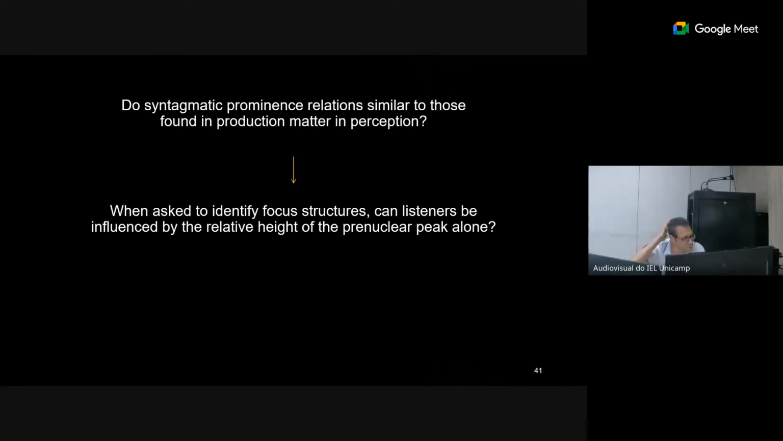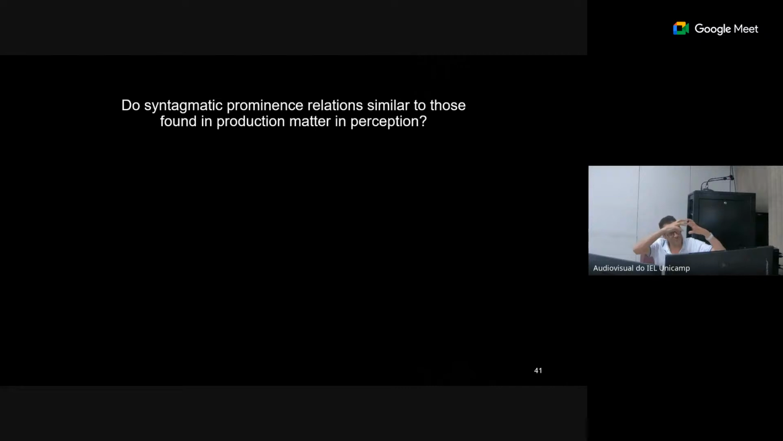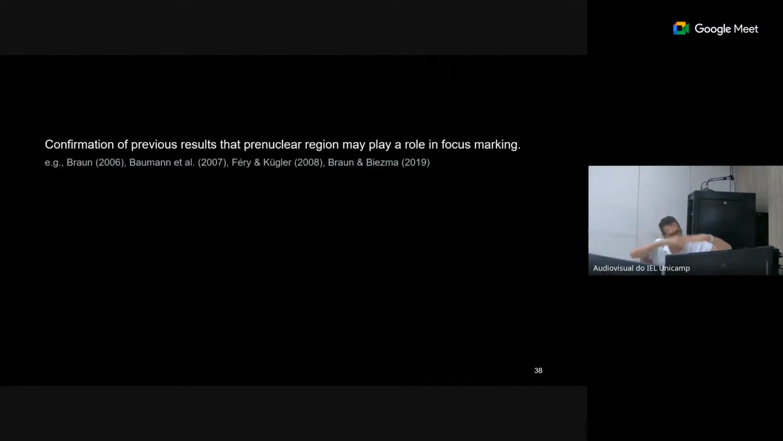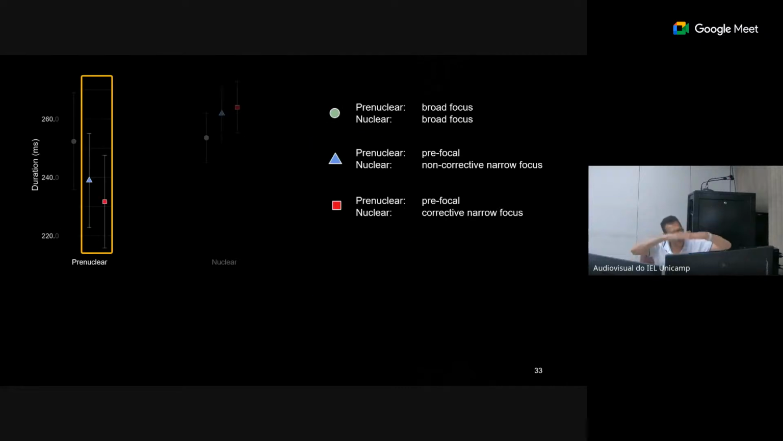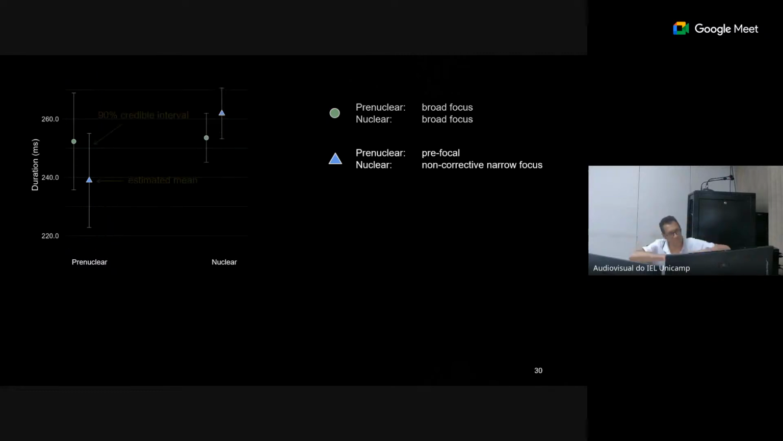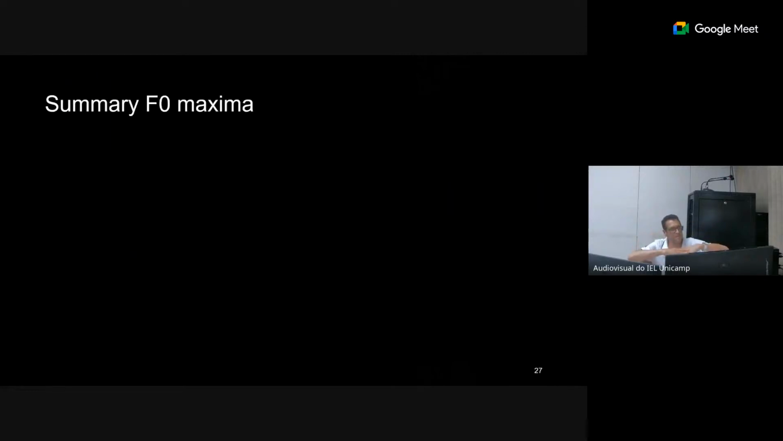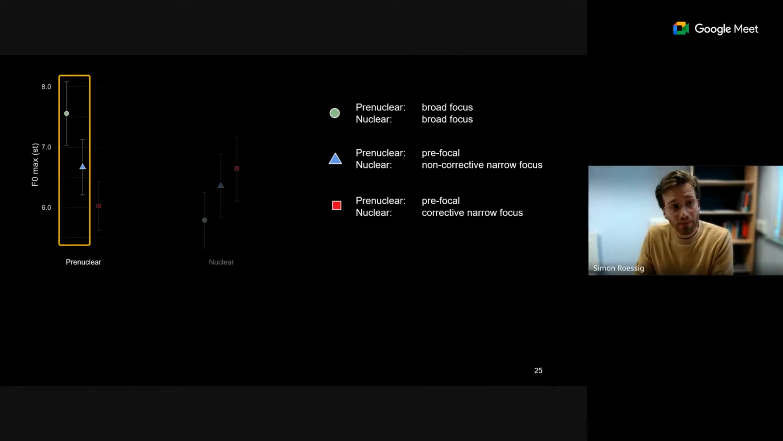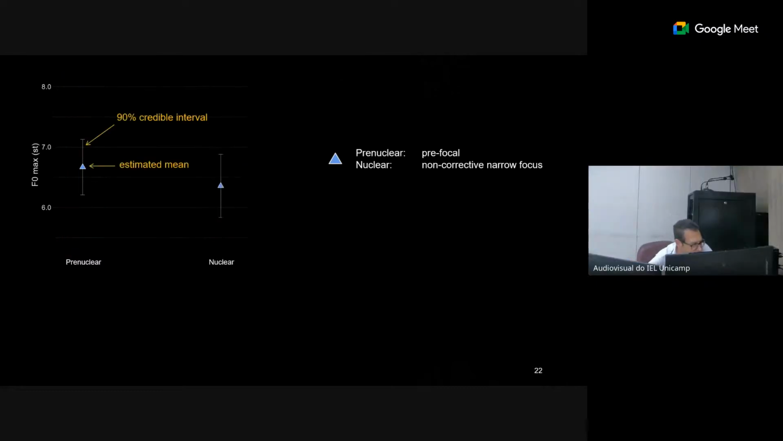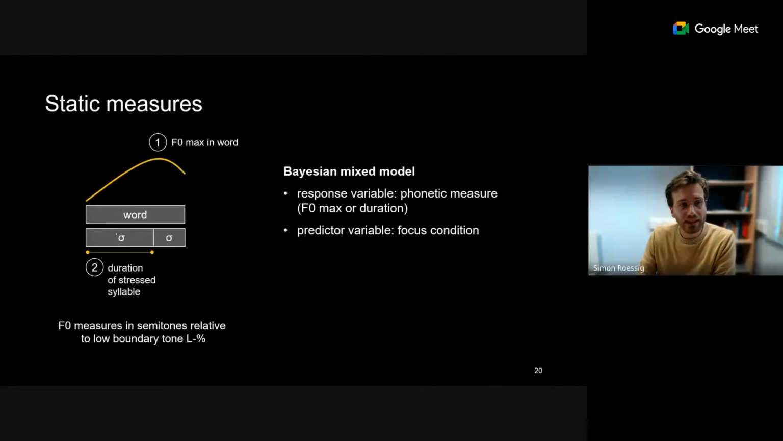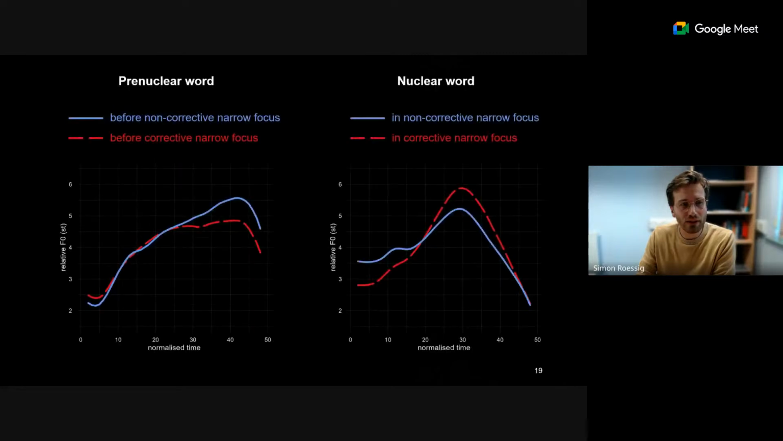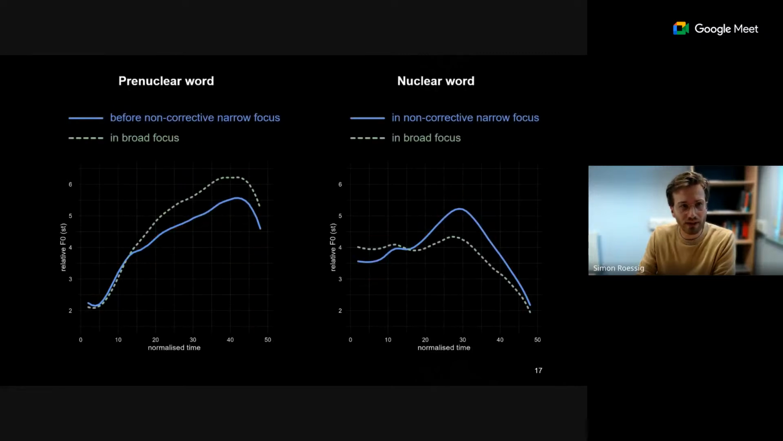Yeah. And probably not only the peak plays a role, but all the decreasing, because the first slide shows that it's not only the peak, but the whole prenuclear interval seems to be lower. That was my impression. Don't you think so? Yeah, right. I'm going back to the slide. So you're referring to the production results, right?